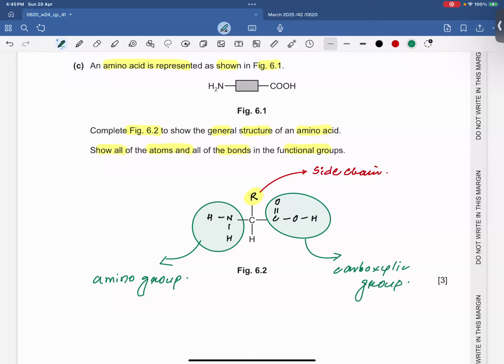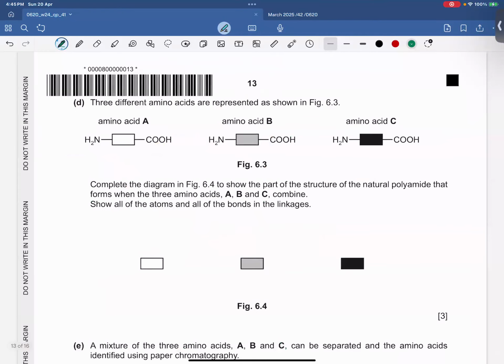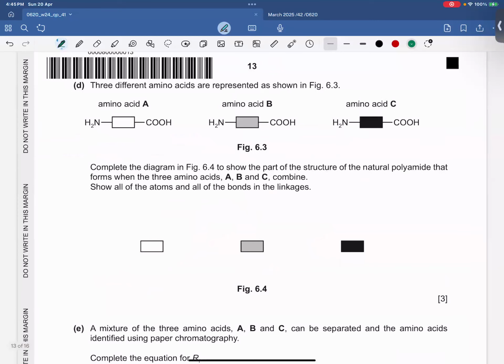Okay. Next, different amino acids are represented as shown in the figure. Complete the diagram in figure 6.1 to show the part of the structure of the natural polyamide that forms when the 3 amino acids combine. Show all the atoms and all the bonds.